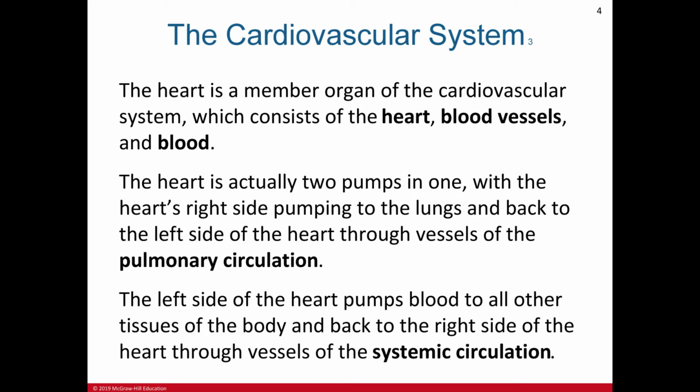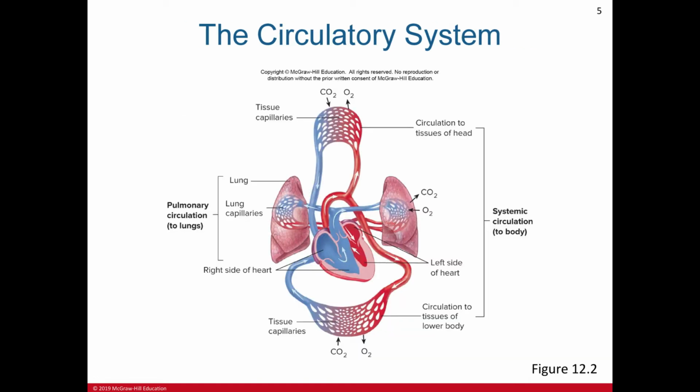Next is the systemic circulation. There are two organs involved, which are your heart and the tissues all over the body. What really happens in systemic circulation is the left side of the heart pumps blood to all other tissues of the body and back to the right side of the heart through the vessels of the systemic circulation. This is where your blood becomes deoxygenated, because the oxygen which was gathered a while ago in your lungs is used by the tissues in their metabolism.